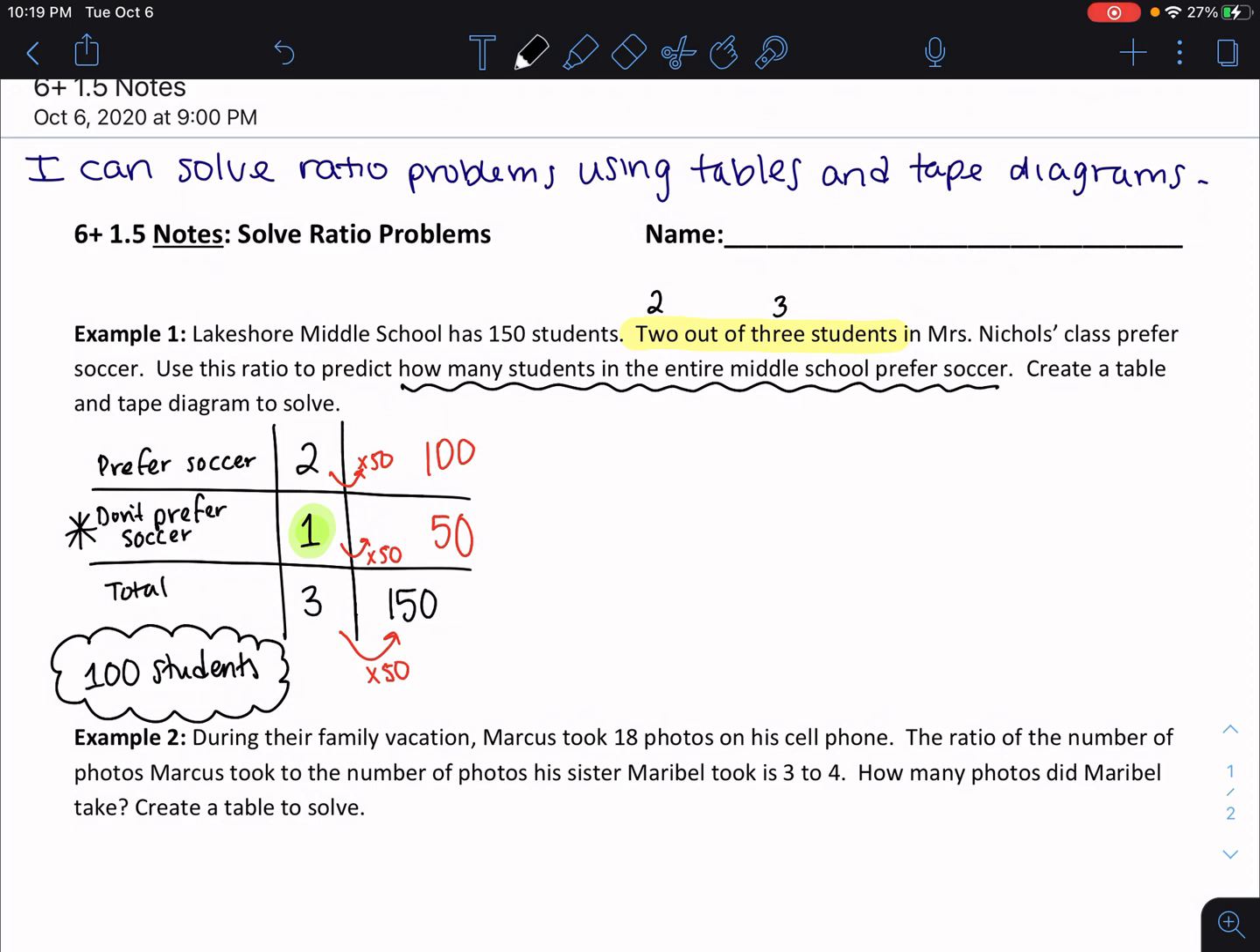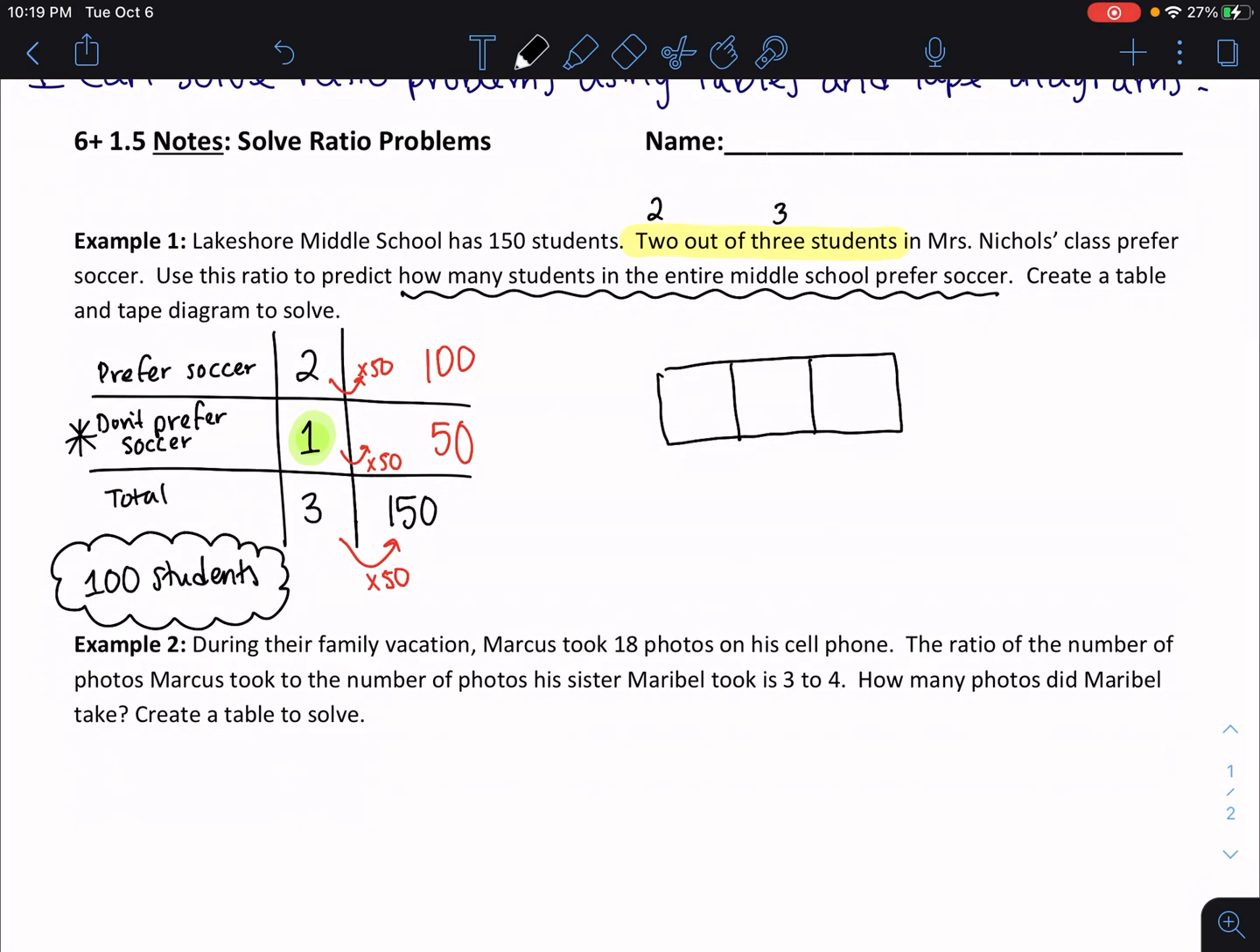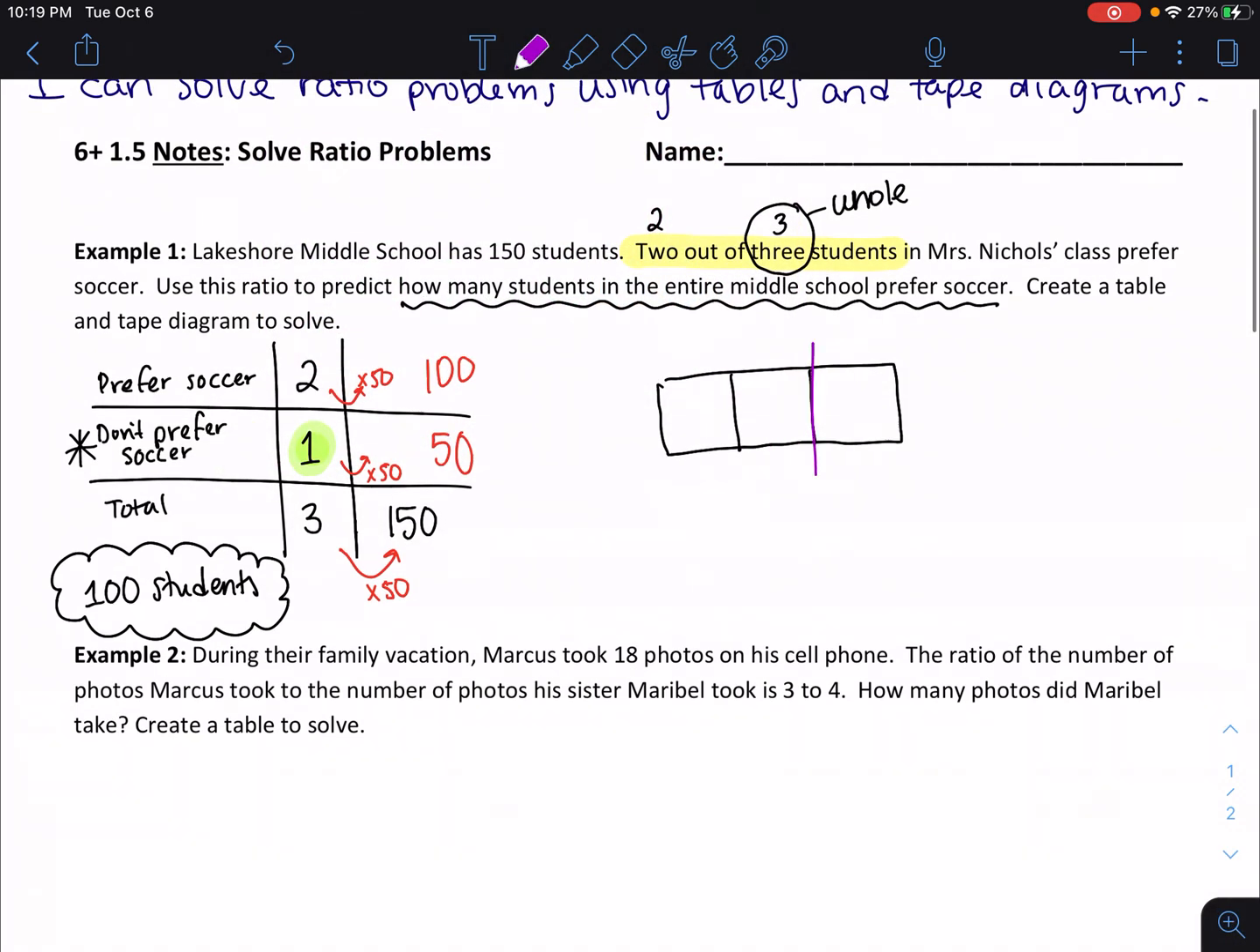To do this as a tape diagram, when they give you 2 out of 3 students, that means that your entire tape diagram is 3 pieces and not 5. 3 is the whole. So if the whole tape diagram is out of 3, then I'm drawing a tape diagram with 3 pieces. So 2 out of 3 prefer soccer, and this 1 out of 3 don't prefer soccer.